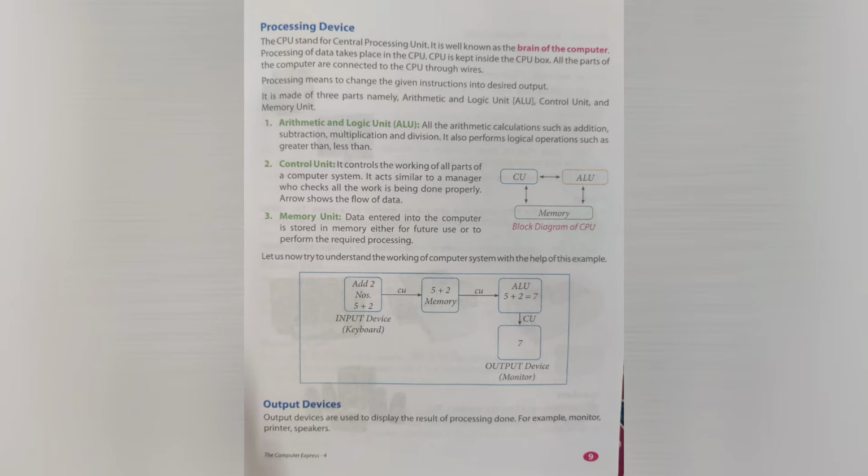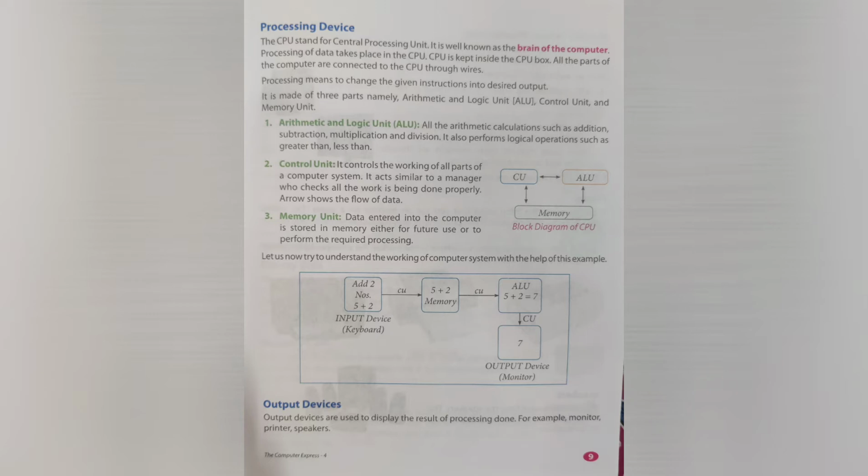The CPU is kept inside the CPU box. All the parts of the computer are connected to the CPU through wires. With the help of wires, all our devices are connected with the CPU.